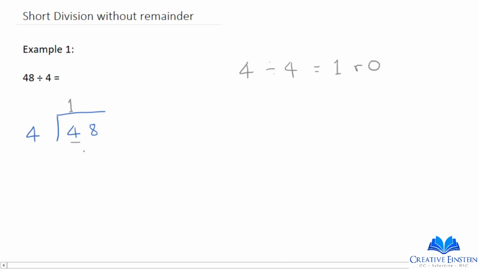The next number that we're working with is 8, because we have just worked with that 4. We can pretty much cross it out. You don't have to do this, but again, it's just to stop any confusion. So we're going to do 8 divided by 4 equals 2, remainder 0. So again, 2, there is no remainder, so we don't need to worry about anything. We've finished with the 8, so we're done with a number. The answer is 12.